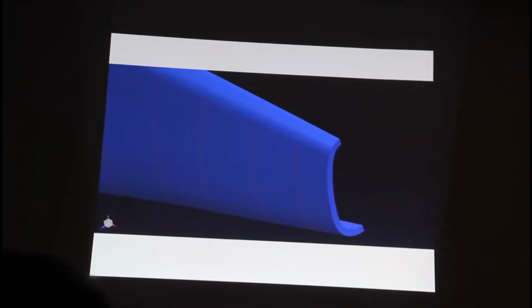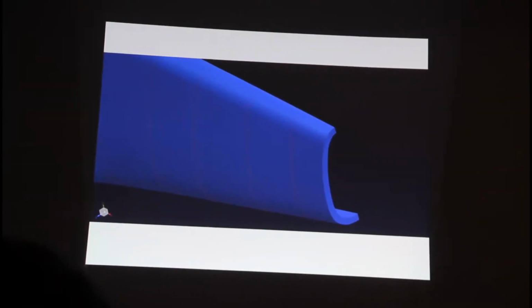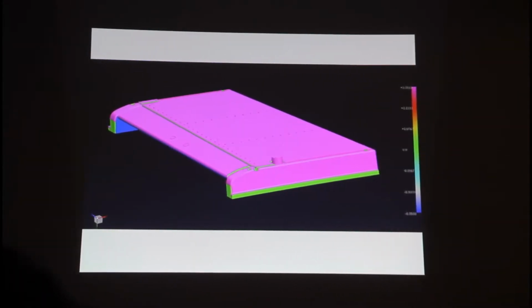Yeah, and the thickness of the wall depends on the technological minimums that are necessary for production. So you can see how thin the edges are that we are able to produce.